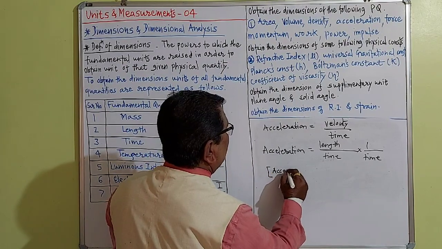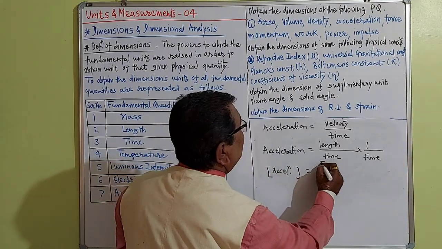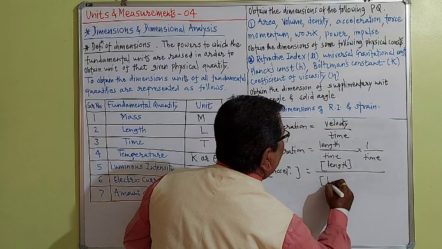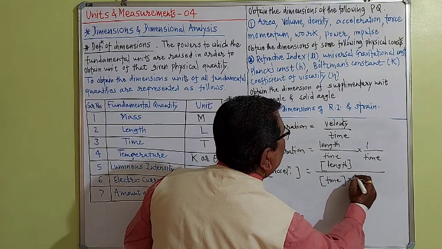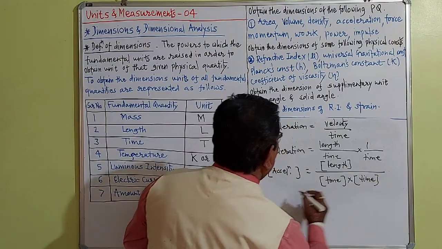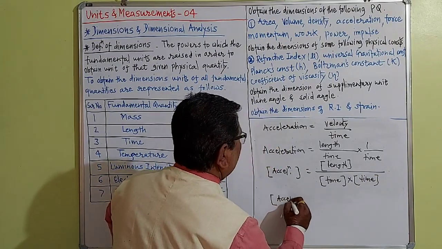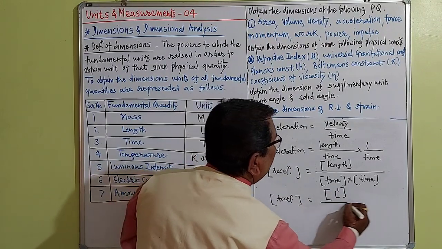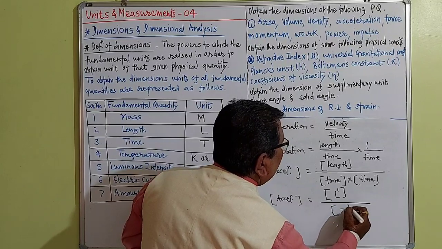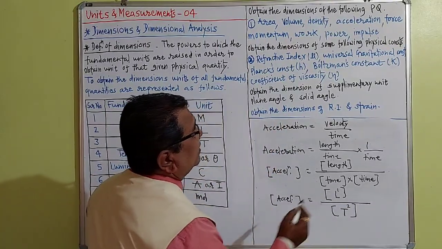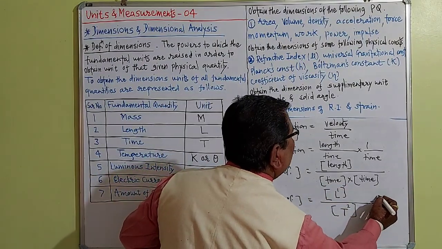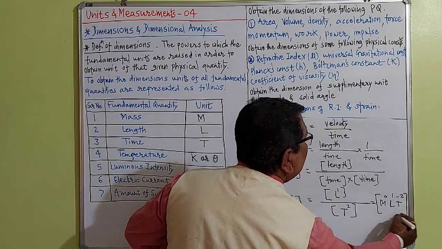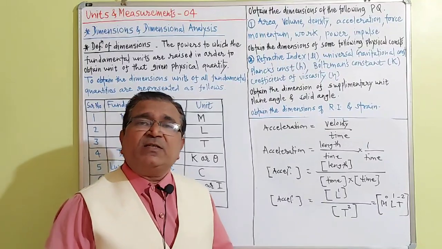Dimension of acceleration is equal to what? Dimension of length upon dimension of time into dimension of time, like this. So dimension of acceleration is equal to dimension of length, which is L1, upon dimension of time. I will combine these two in one bracket, T1, T1, T2. You will get what? Dimension is M0 L1 T minus 2. Take a screenshot after pausing the video.